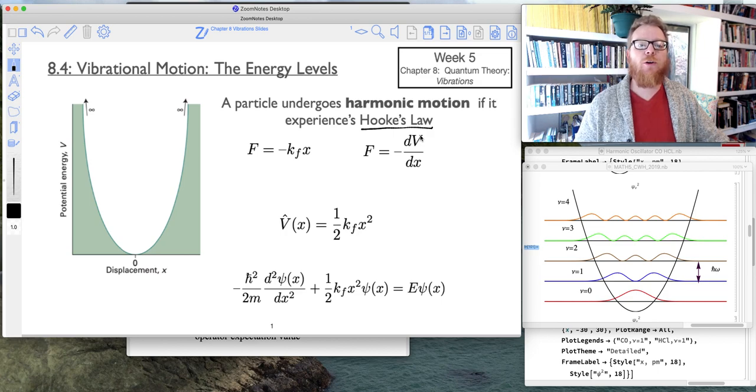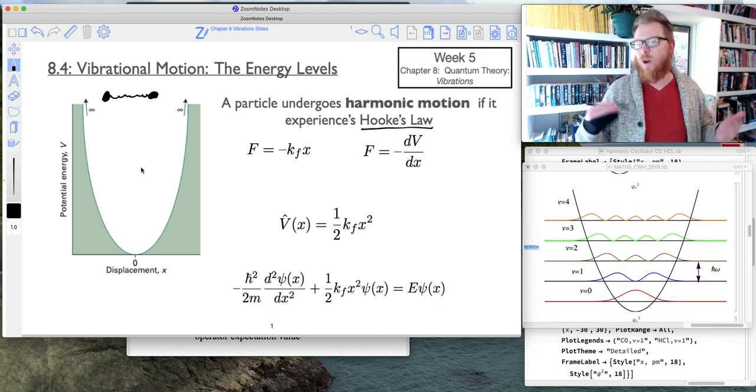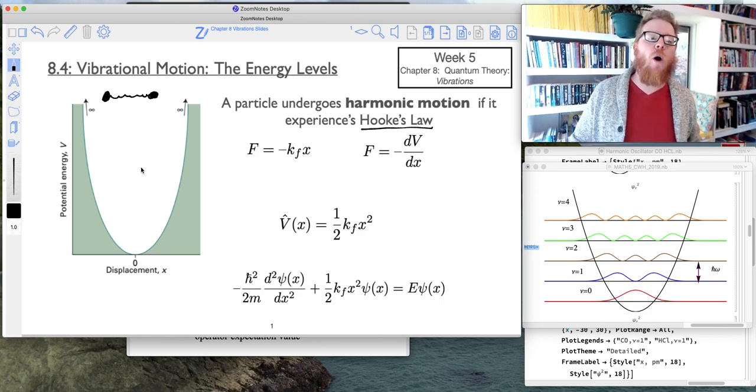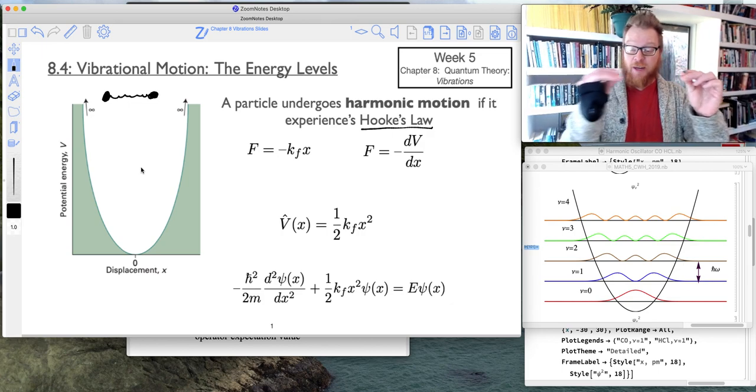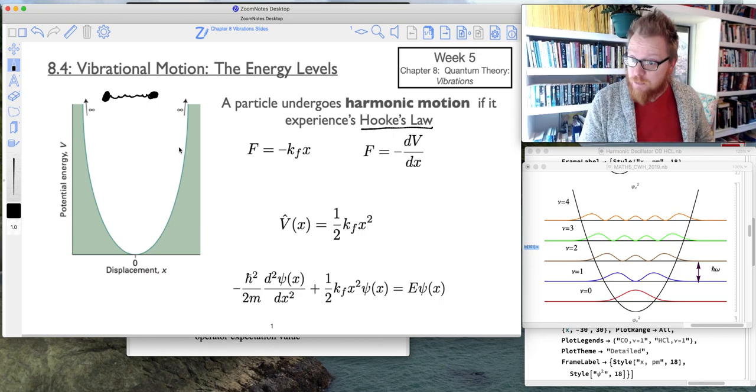A particle undergoes harmonic motion if it experiences a Hooke's law restoring force. The idea behind that is to imagine we have two masses on a spring. These particles undergo harmonic motion if they oscillate back and forth on this spring, and their potential energy is described by the following curve.